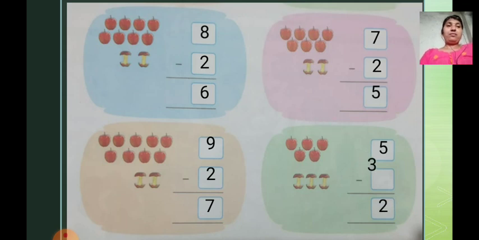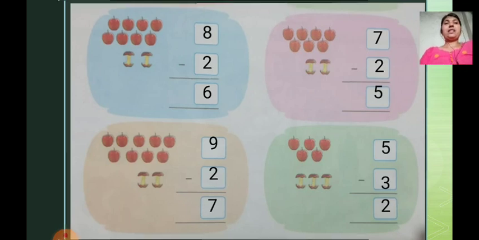So write down the number 3 in the box. When we subtract 3 from 5, how many remain? Yes, 2. So our answer is 2. So student, you understand how to count numbers, write the subtraction in the box and how to subtract. Okay. Now we will move to our next exercise.